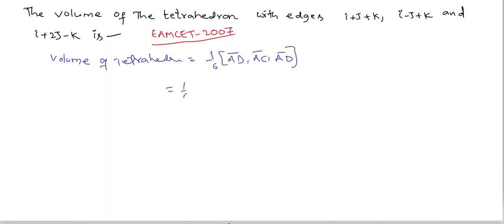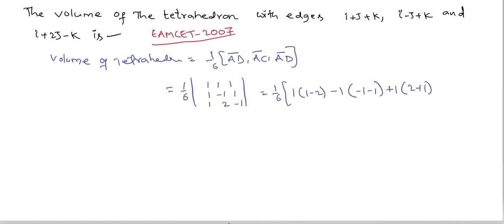That is equal to 1 by 6 into the determinant with rows 1, 1, 1; 1, minus 1, 1; 1, 2, minus 1. Expanding, 1 by 6 into 1 into (1 minus 2) minus 1 into (minus 1 minus 1) plus 1 into (2 plus 1), so minus 1 plus 2 plus 3, equal to 4 by 6, that is equal to 2 by 3. The volume of the tetrahedron is 2 by 3 cubic units.